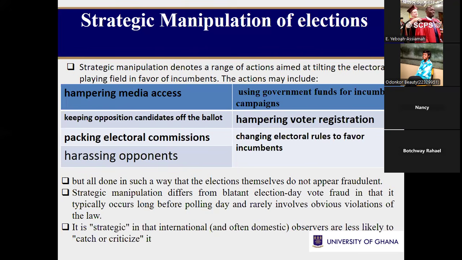Now, another element they use is to keep opposition candidates off the ballot. They can use the court system, they can use the police, and other investigative bodies to discredit opposition candidates. And sometimes, a few months to elections, that is when they will charge some opposition leaders, simply so they can keep them off the ballot.